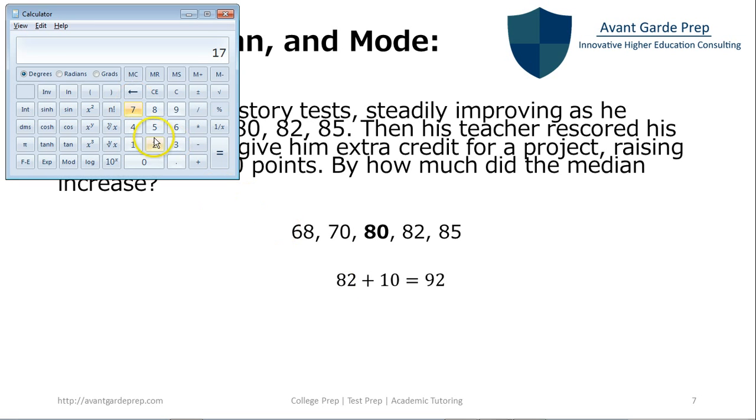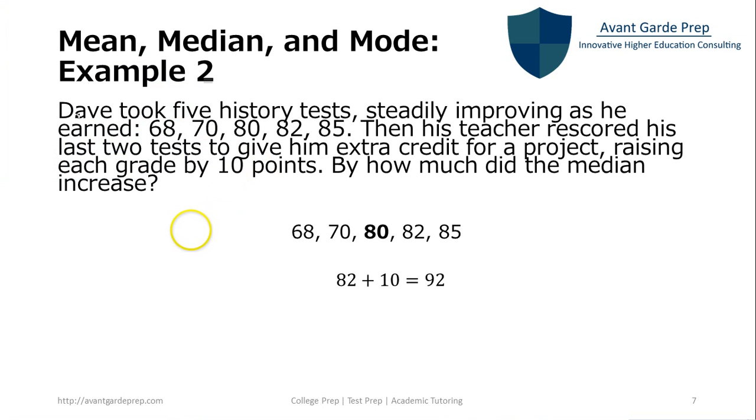82 plus 10, that's going to give us 92. And then his last test score was an 85. So let's add 10 to that. 85 plus 10, that's going to give us 95. So we have our 2 new test scores since he got 10 extra credit points on the last 2 tests that he took.